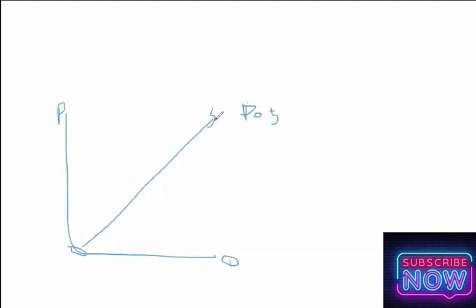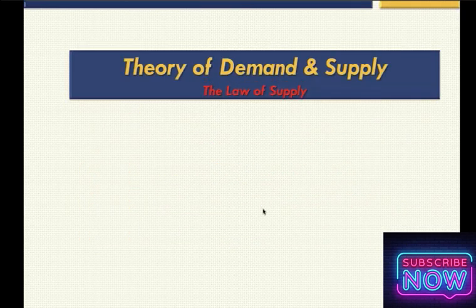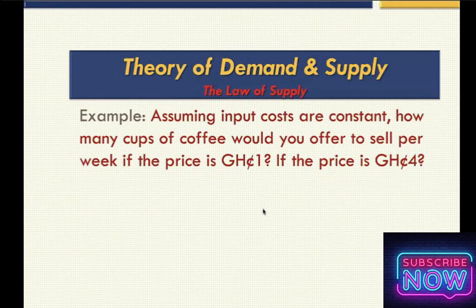So that is why we have an upward sloping supply curve, because of the positive relationship between price and the quantity supplied. Okay, so that is it. Then we come to the law of supply.